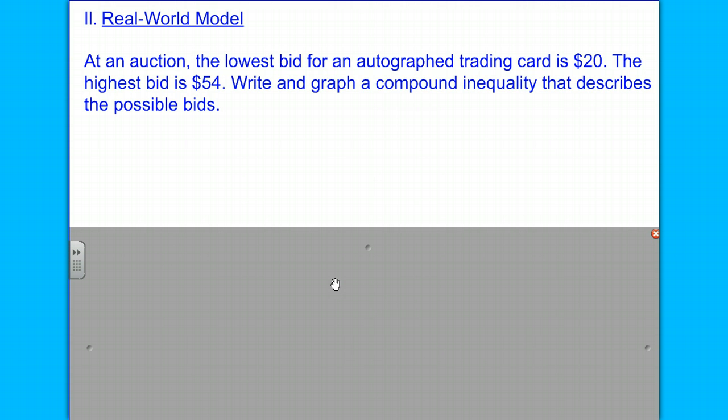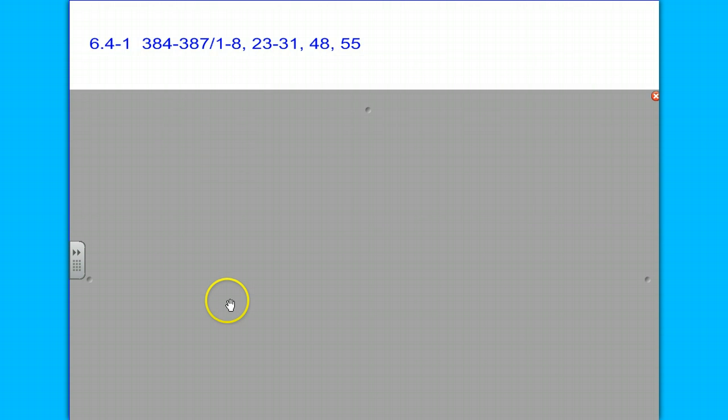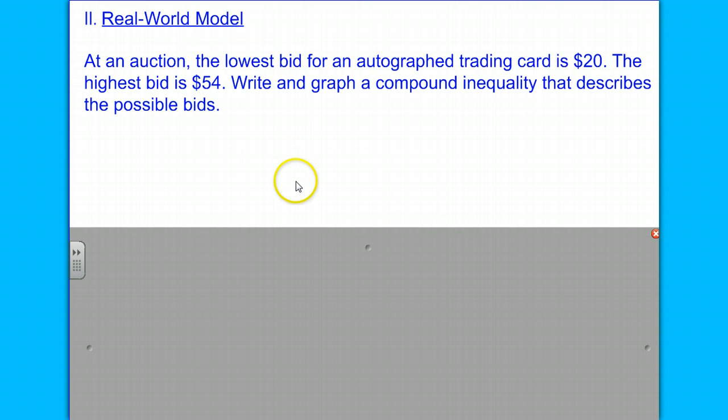Real world model. So please take this down. This is the final note, I believe. Yes. So, yes, we can find inequalities in the real world. At an auction, the lowest bid for an autographed trading card is $20. The highest bid is $54. Write and graph a compound inequality that describes the possible bids.